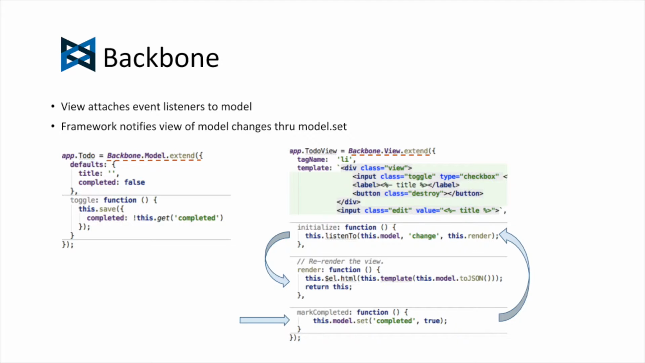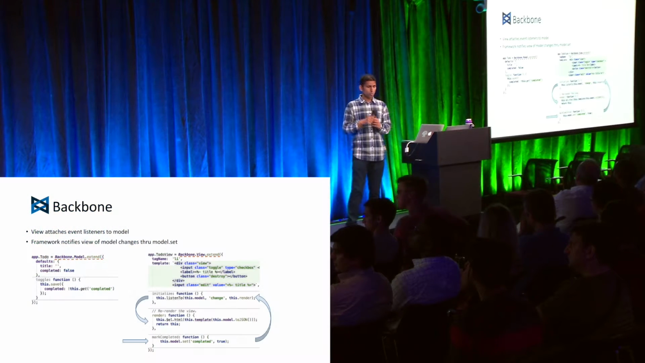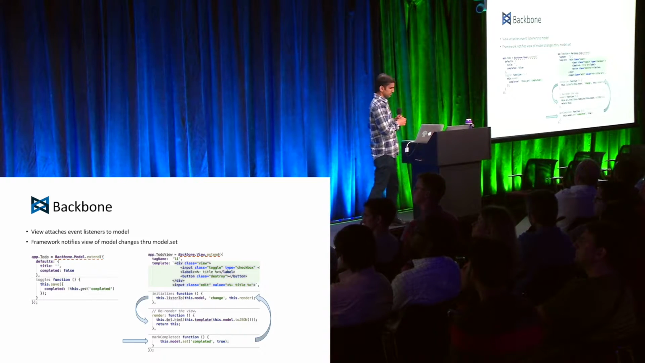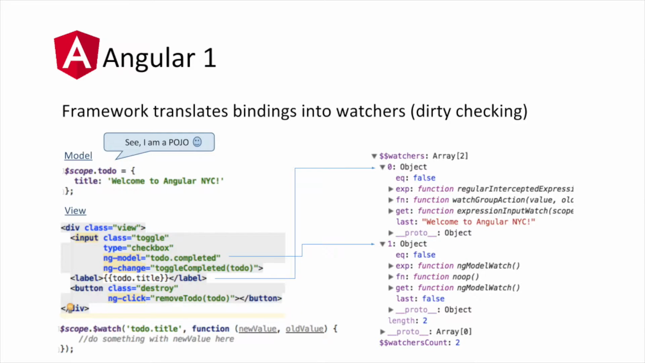Important points to take away from this are that you're providing your own render method, and you're not able to use a plain old JavaScript object. Let's see how Angular 1 does it. In contrast to Backbone, where you cannot use a POJO, a plain old JavaScript object, you can do exactly that in Angular. In this case you have your to-do model, and you're simply able to change the title here.